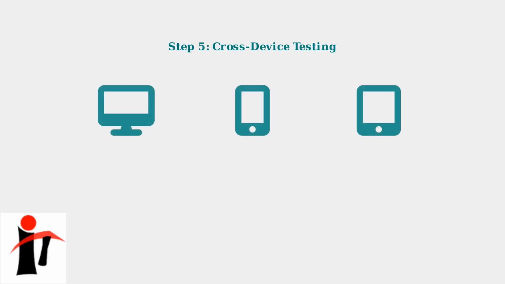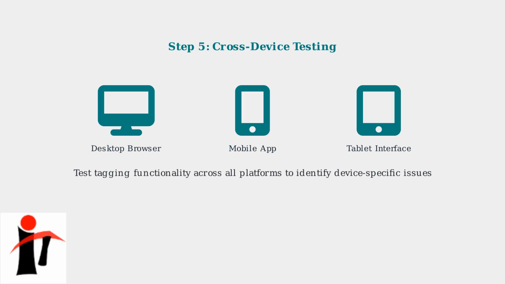Cross-device testing helps identify platform-specific issues. Test tagging functionality on desktop browsers, mobile apps, and tablet interfaces. Inconsistent behavior across devices often indicates specific compatibility issues or cache data problems on particular platforms.